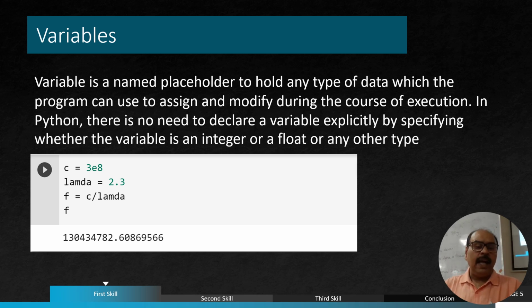So here I've given examples of variables. I've used c, a float variable, and lambda. I've divided these two and printed it. It's only an example. We'll understand more in detail when we study what a float data type is.